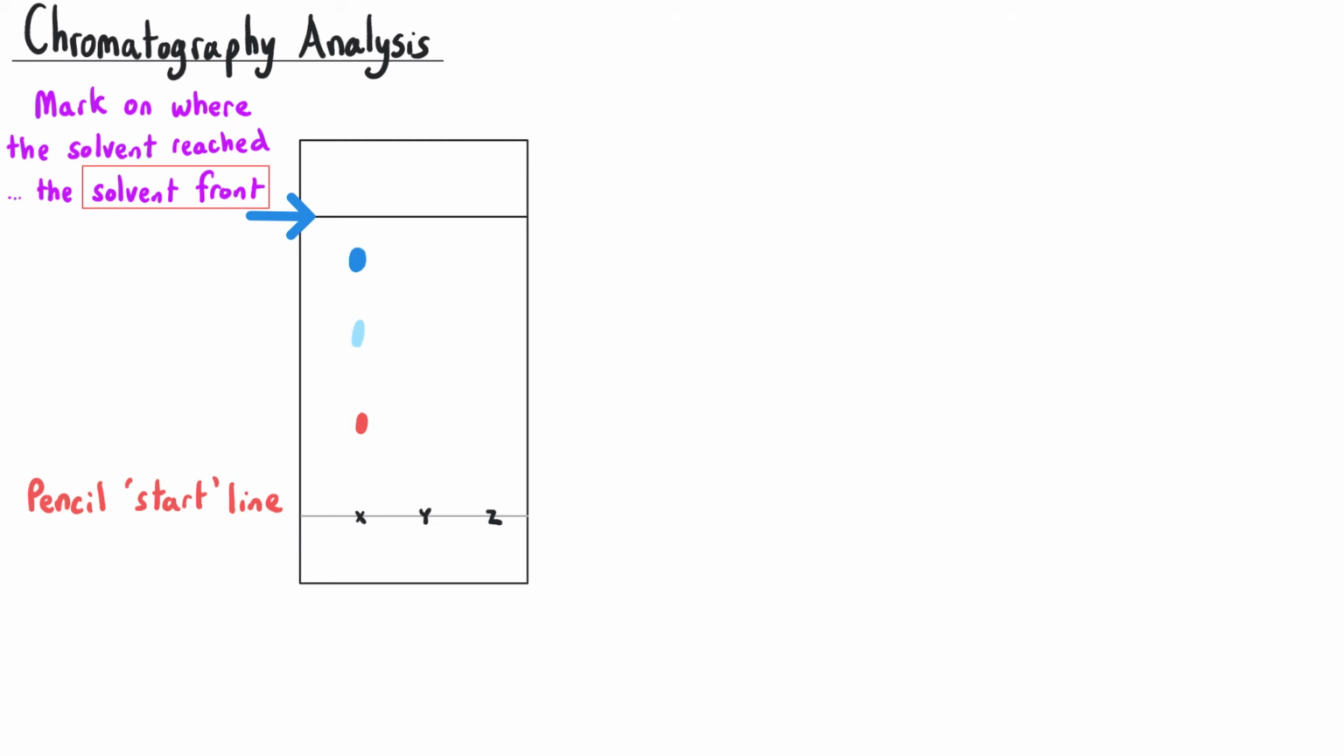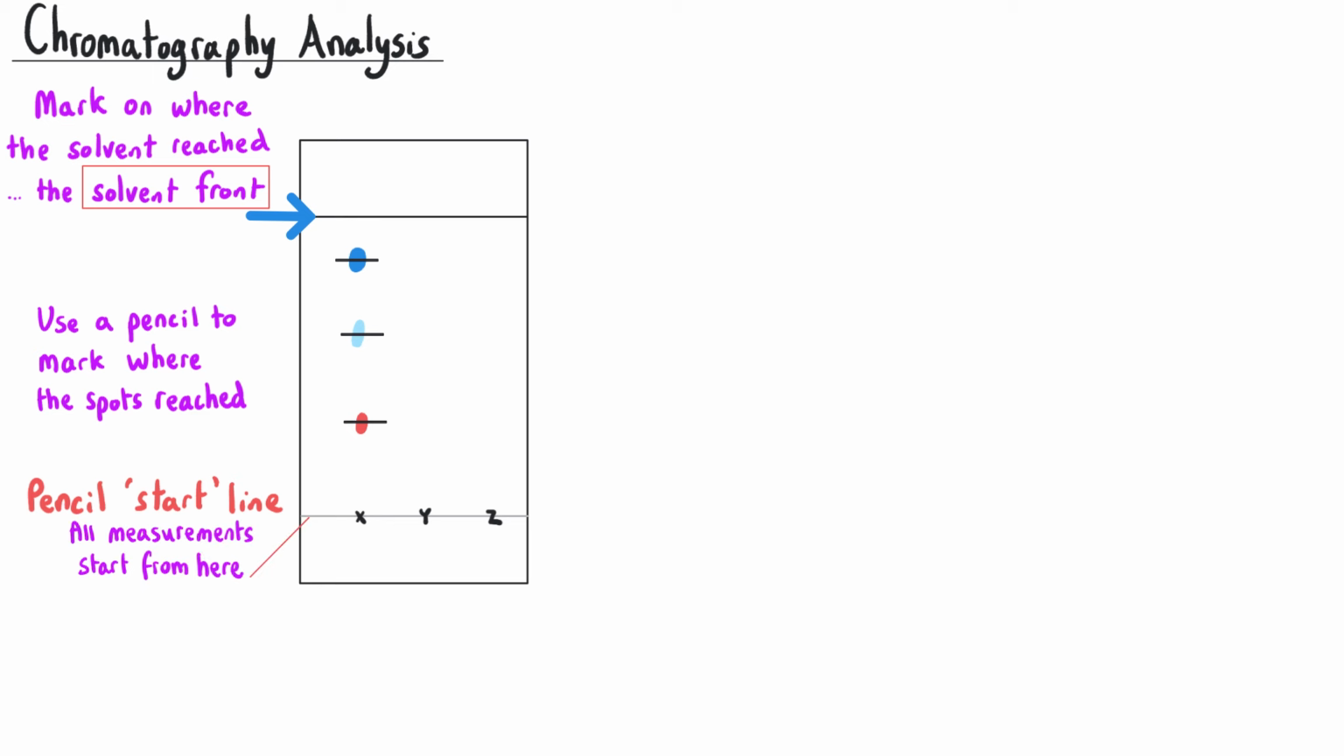And then we will draw around the spots in a pencil and mark on how far those spots have travelled as well. We will always make our measurements from the starting line, sometimes referred to as the baseline, that we drew in pencil, and we measure from that line to the solvent front, or from that line to the spot. And we always measure our spots from the middle of the spot because they're unlikely to be perfectly circular. This completed picture that we get from the pattern of the spots on our paper is called a chromatogram.